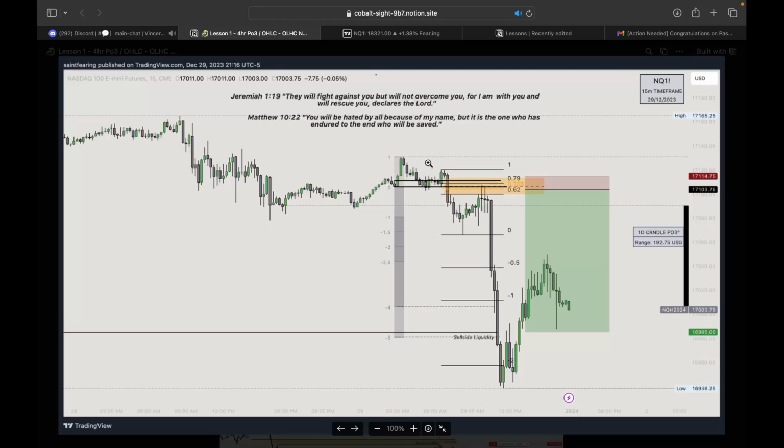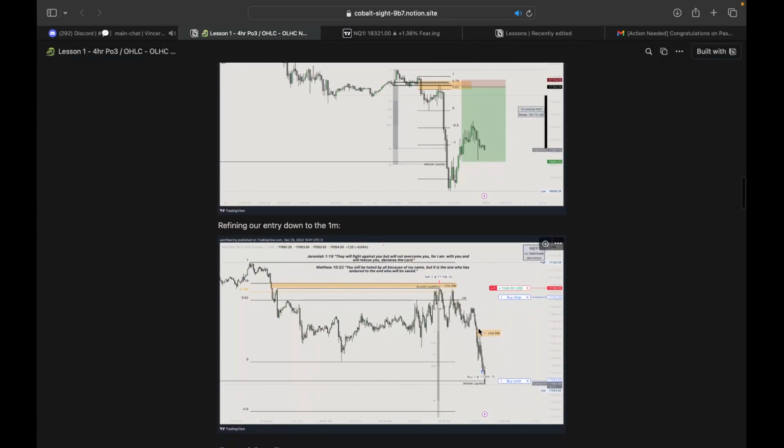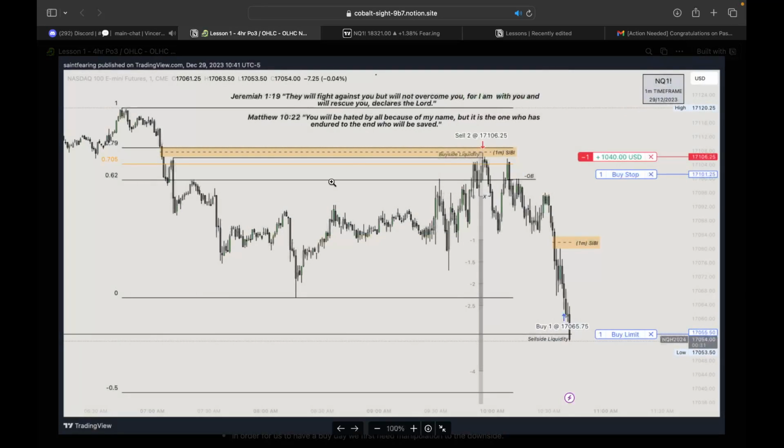Well, one, we see a change in state of delivery, displacement down prior to New York open. What else do we see? Structure's already bearish. We see a 15-minute unicorn for a value gap breaker. Standard deviation projections line up with sell side. We can look to enter off the unicorn, refining our entry down to the 1 minute.